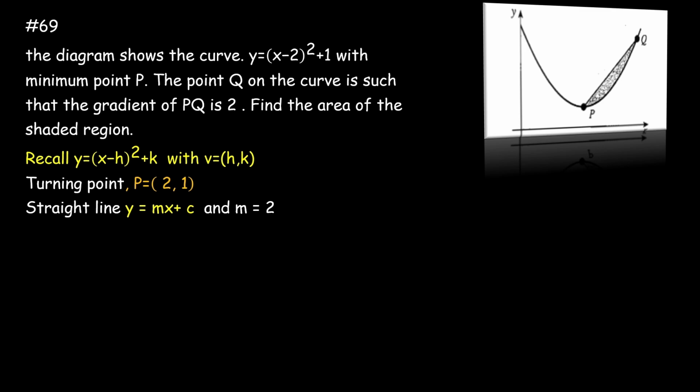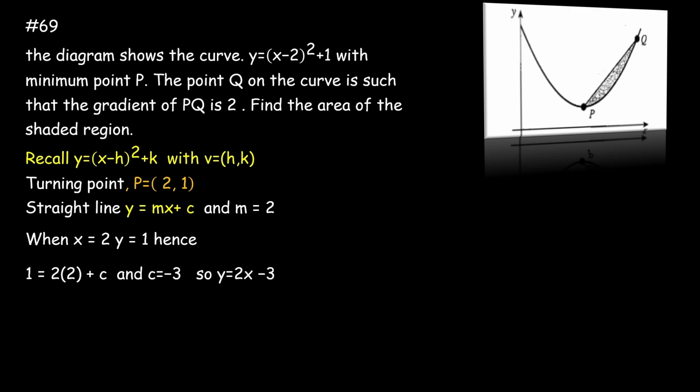Now recall that a straight line can be written as y equal to mx plus c. And in this case, m is 2, right? So if we have a point and we have the gradient, then we can find c, the value of c where it cuts the y-axis. So when x is 2, y is 1. Hence, we substitute these three values. We'll have 1 equal to 2 times 2 plus c, and hence c is minus 3. So then we get our equation of the straight line, y equal to 2x minus 3.